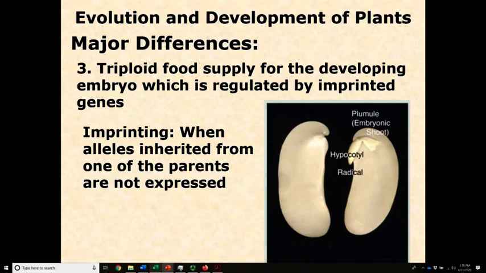But imprinting is when alleles that are inherited from the parents are not expressed. And so basically we can turn off some of the alleles. And how that's decided, and which alleles are used and which alleles are silenced, well, we don't understand it in a lot of detail for all ways, but there are various ways that can happen. So just be aware of that, and with plants that happens very, very commonly.